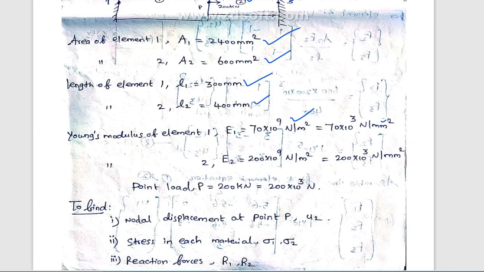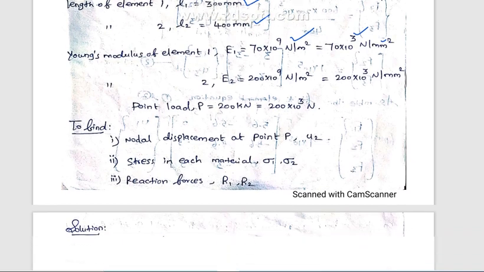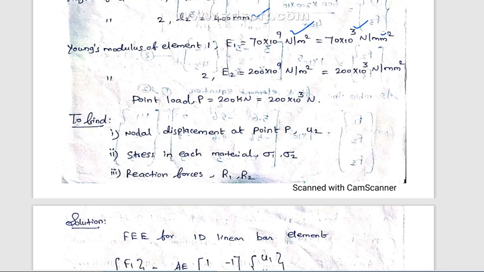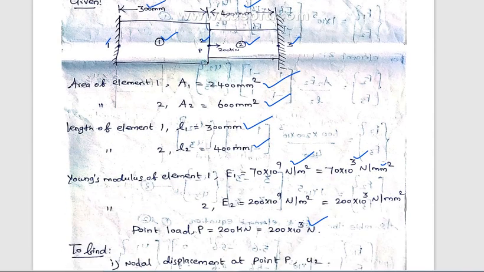You have to convert Newton per meter square into Newton per mm square, so you multiply by 10 power minus 6. 10 power 9 into 10 power minus 6 is 10 power 3. For element 2, that is 200 into 10 power 9 Newton per meter square, converted to Newton per mm square, that is 200 into 10 power 3 Newton per mm square. The point load at the point P is 200 into 10 power 3 Newton. This load is acting at the point P, at nodal point 2.